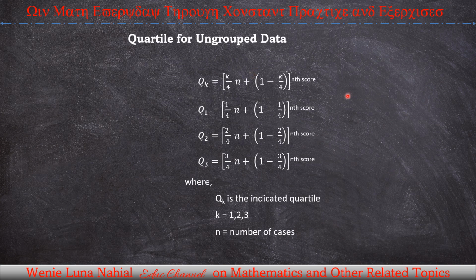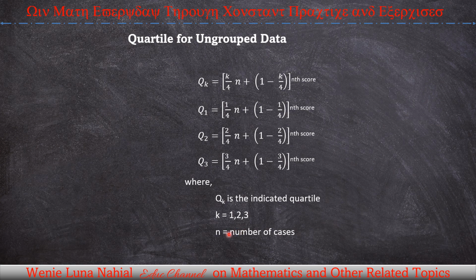Now, quartile for ungrouped data. You have the formula Q sub K equals K over 4 times n plus 1, where Q sub K is the indicated quartile, so K is equal to 1, 2, 3. All you have to do is memorize this one, because in getting Q sub 1, Q sub 2, and Q sub 3, it is the value of K that you have to substitute. I'm just giving this to show how it looks every time you substitute K by 1, by 2, and by 3.